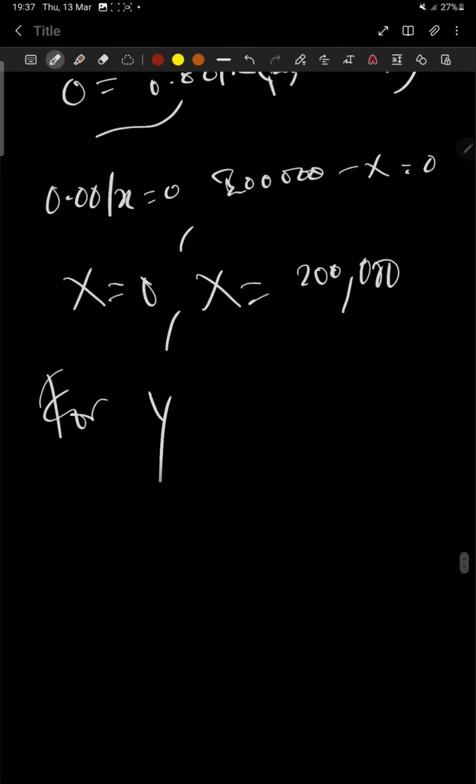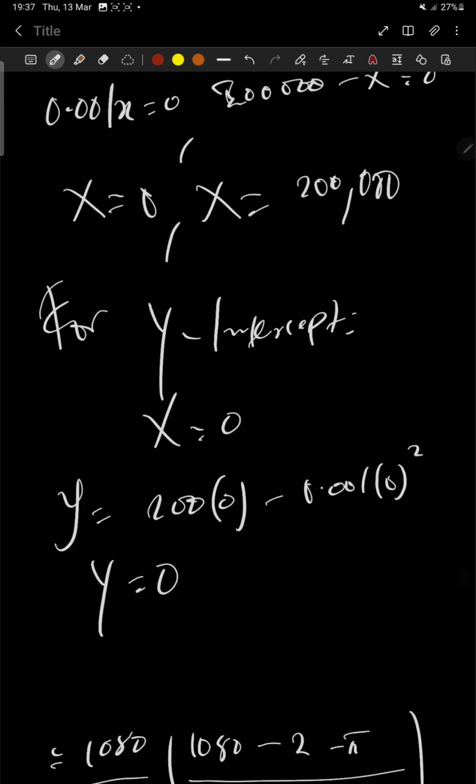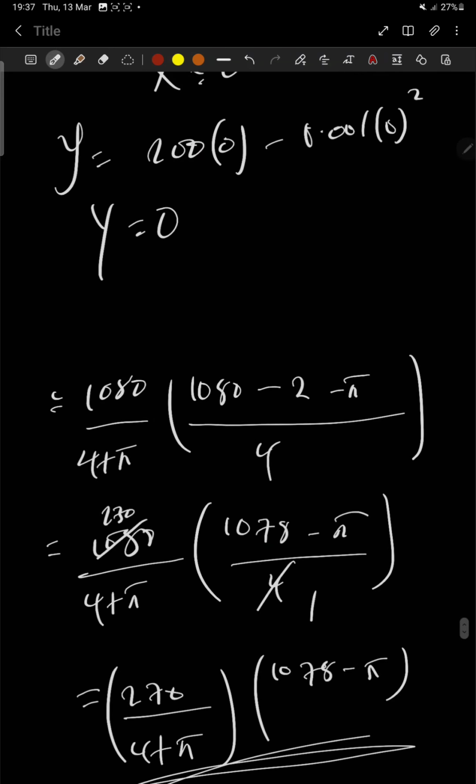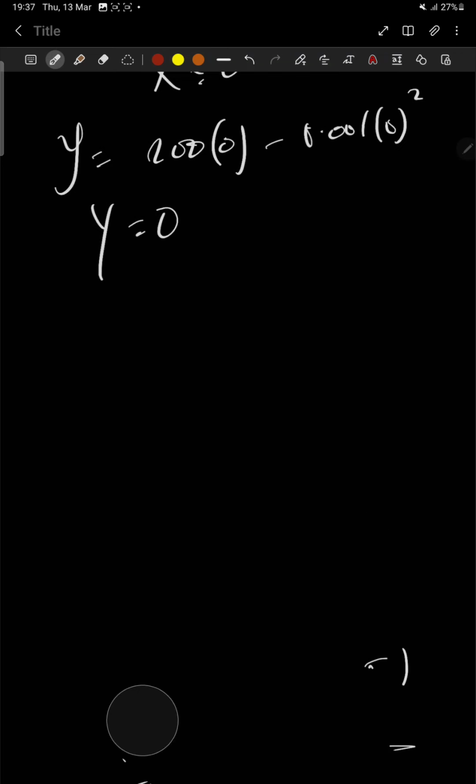Now for the y intercept, x is 0, isn't it? So I'm going to replace: y is equal to 200 times 0 minus 0.001 times 0 squared, and our y will be 0. So we have our x and y intercepts. So the only thing that is needed now is to sketch.